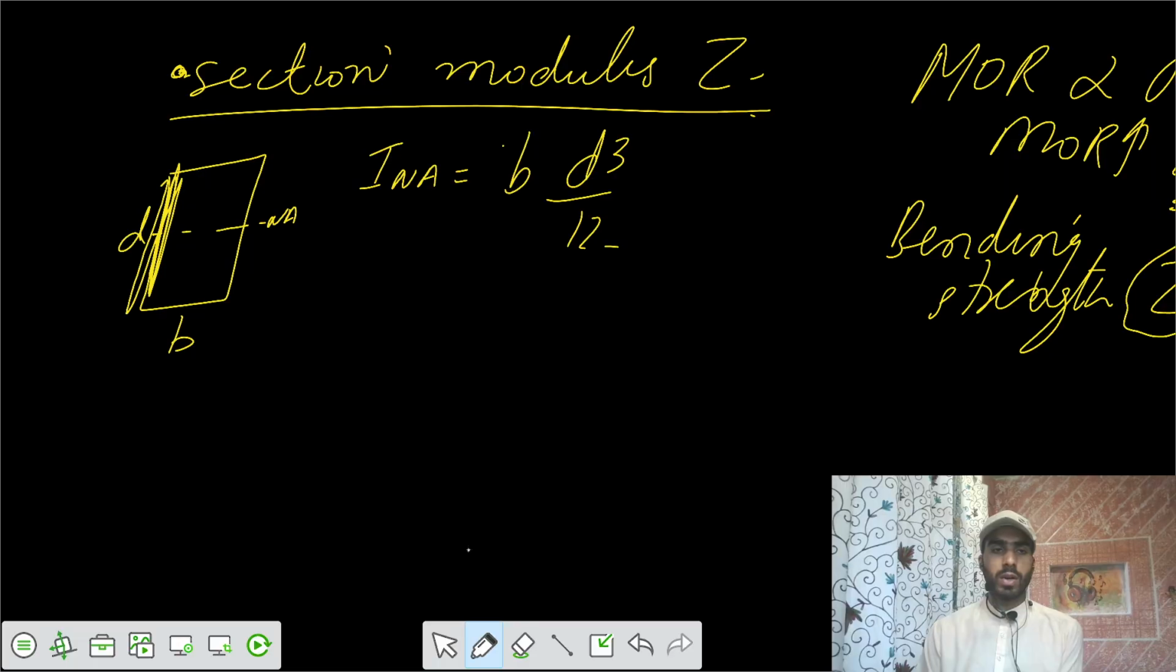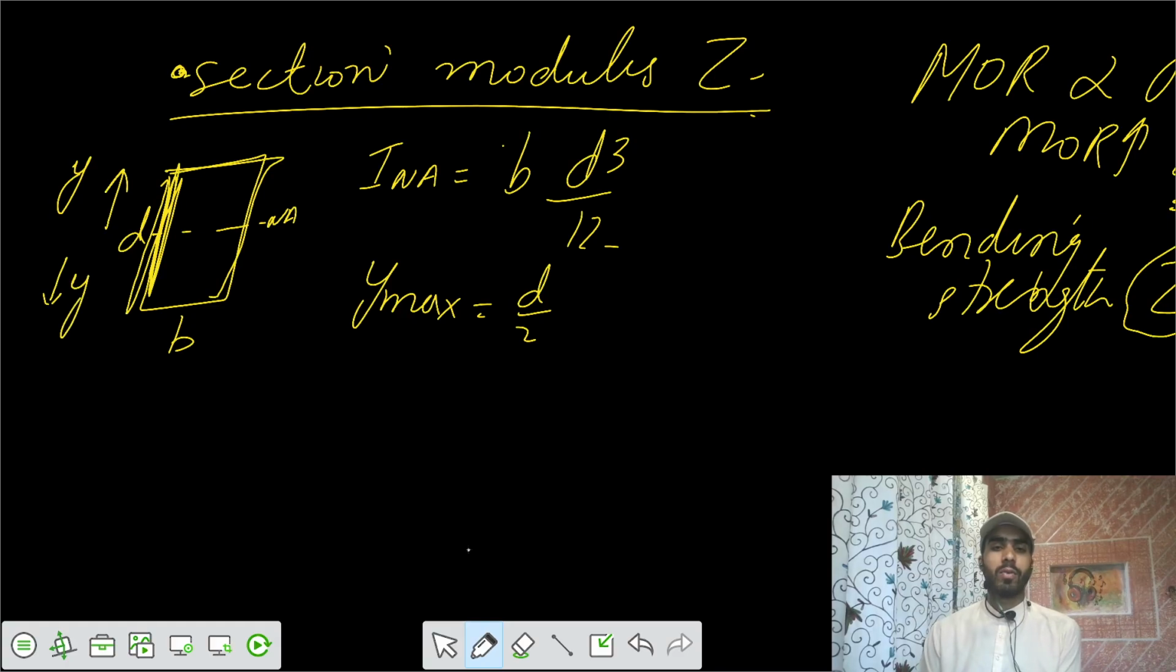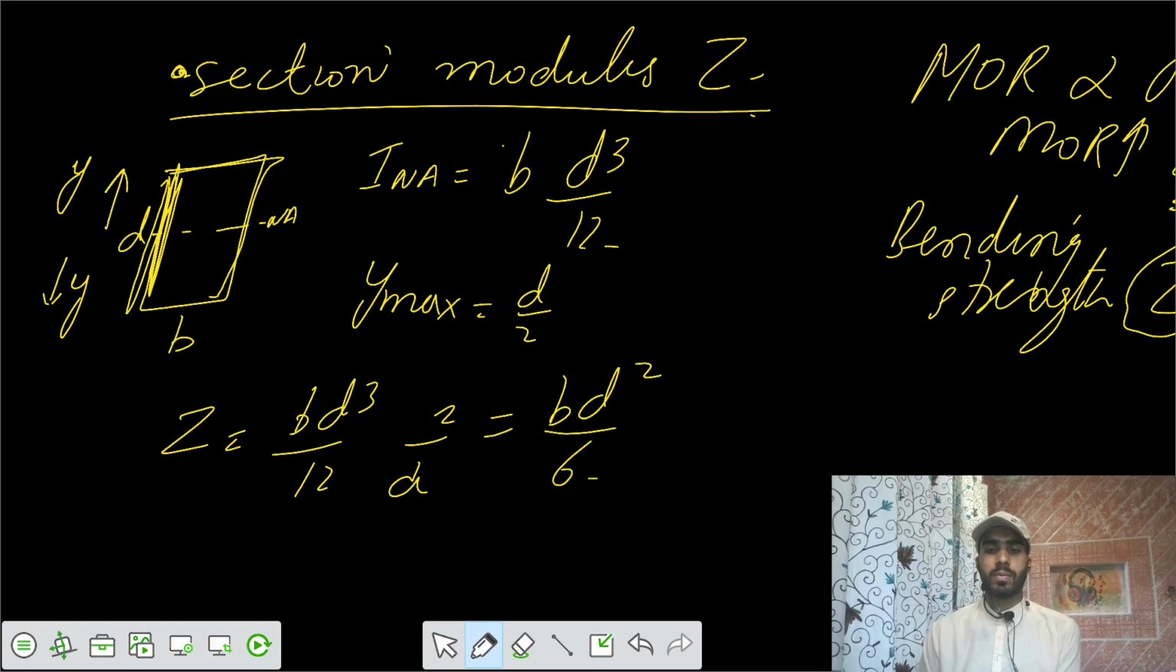Now, what's the value of Y max for this beam of rectangular section? Y max equals D by 2. Either you go from the neutral axis towards the top, or from the bottom downwards, you would have the same value of Y max equals D by 2. So your Z becomes BD cube by 12 divided by D by 2, so the value is BD squared by 6.